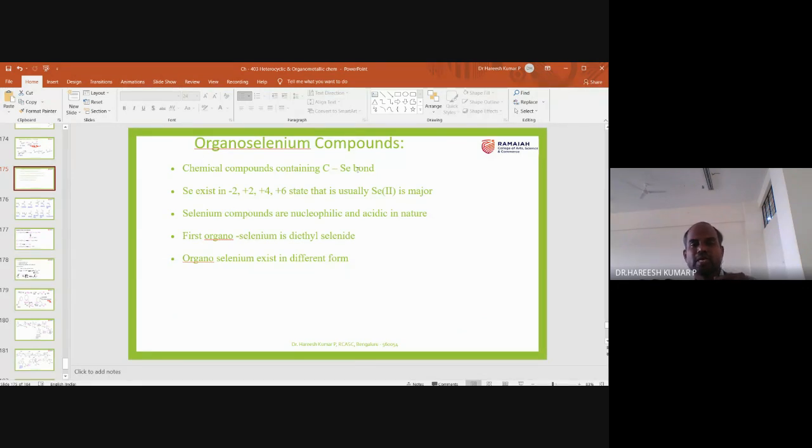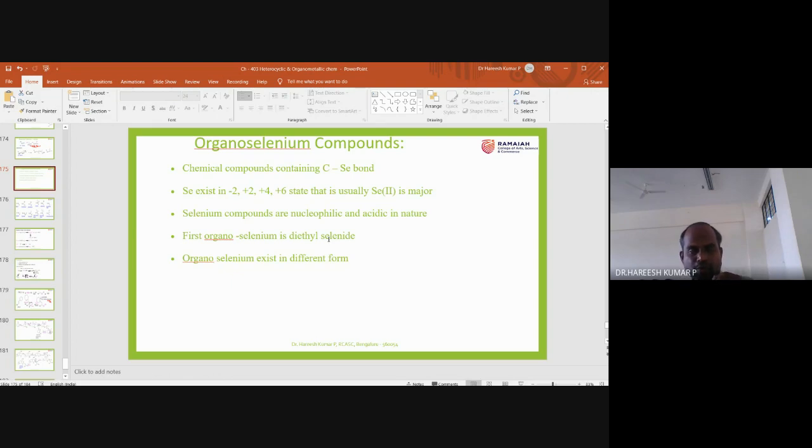From that, the +2 state is the most widely available oxidation state of selenium compounds. Selenium compounds are nucleophilic in nature and also acidic in nature. The first isolated organoselenium compound is diethyl selenide. That means Se is bonded to two ethyl groups. That is called diethyl selenide.